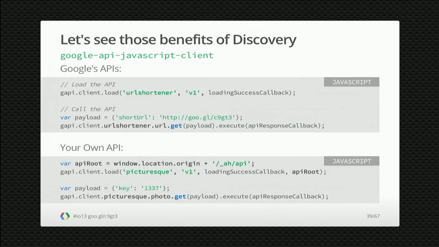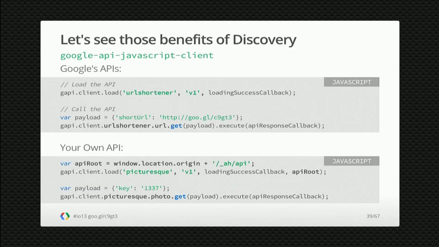So how about discovery? How is discovery helping us with actually calling our API? So in this first code snippet up above, we see gapi.client.load, and then there's an API name and an API version. And this is how we're actually loading the client library for a specific API, in this case, the URL shortener API. And once we've done that, the gapi.client object now has a URL shortener object, which it owns, which knows how to do everything in calling that API, which is specified in discovery.